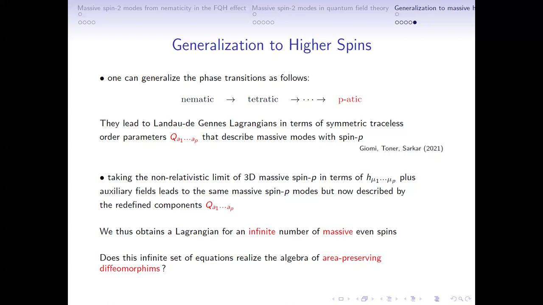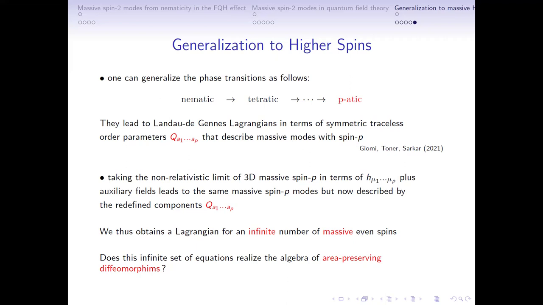And the same for the three-dimensional quantum field theory. You have now an h with many indices, but if you then take the limits, you get again all the subcomponents washed out, and you're left with Q, the same Q here, and you get the same Schrödinger equation. So for every phase transition, for every p, you get now a Lagrangian describing a massive even spin: spin 2, spin 4, spin 6, etc.